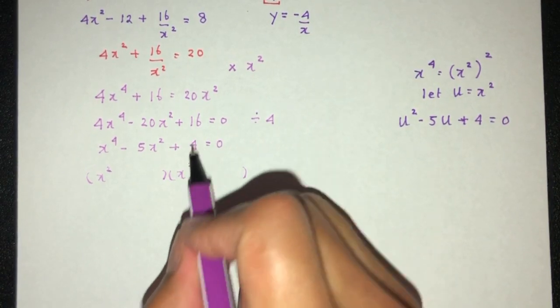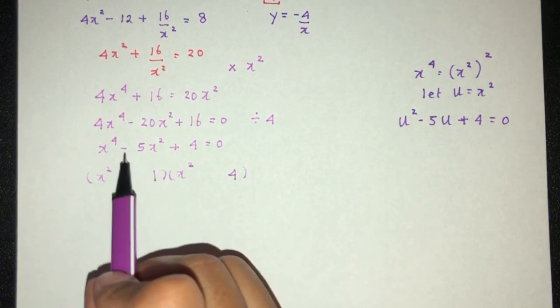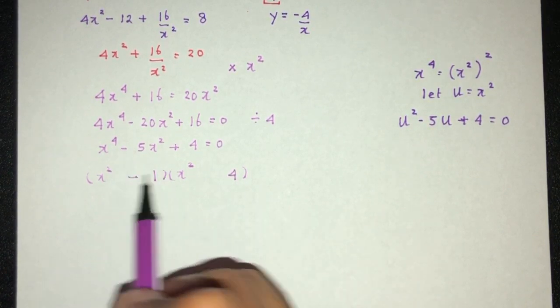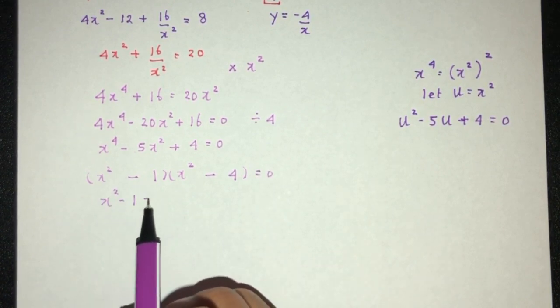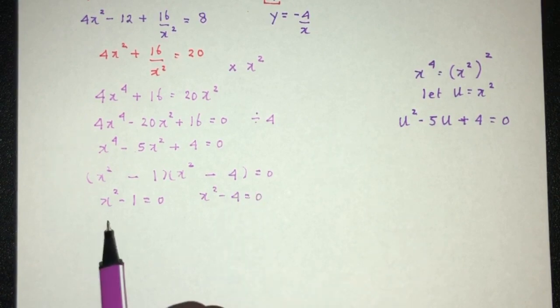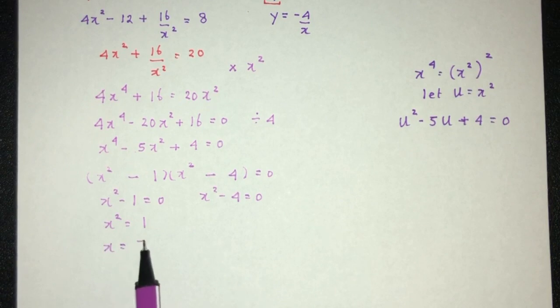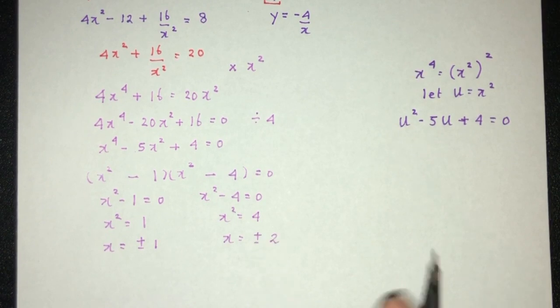Now what is 4? 4 is 4 times 1. That'll be 4 here, 1 here. To get the value of minus 5, we have to have minus 1, minus 4. So x squared minus 1 will be 0. x squared minus 4 will be 0. x squared has to be 1, so x has to be plus minus 1. x squared has to be 4, so x will have to be plus minus 2.